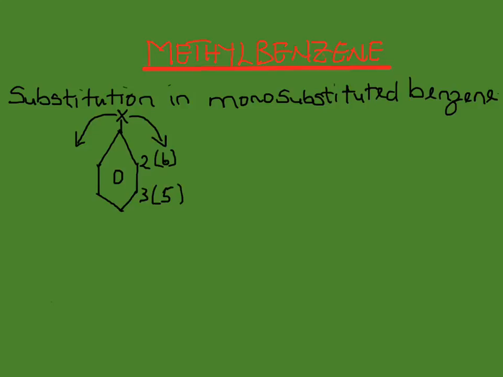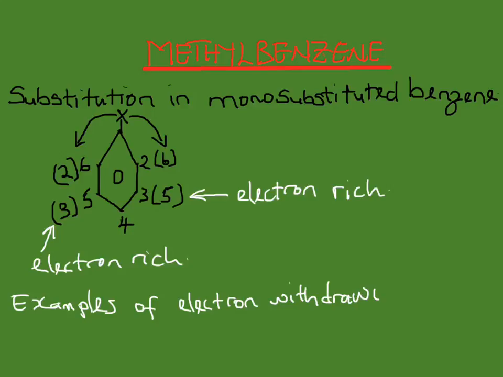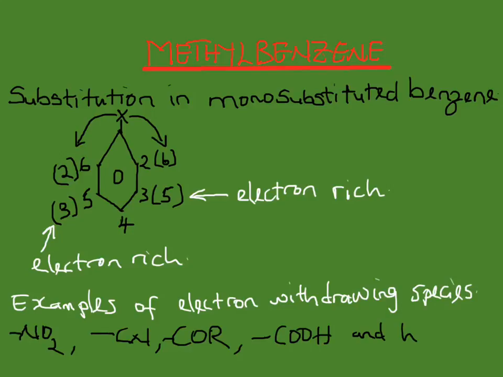That's substitution in mono-substituted benzene. As you can see there, as examples of electron withdrawing species. A substituent in a benzene ring may be electron withdrawing, in which case it deactivates the benzene ring. What we mean here is electron withdrawing species deactivate the benzene ring.